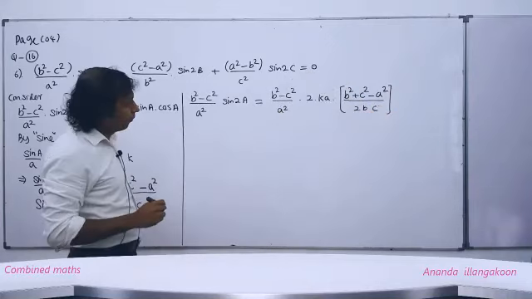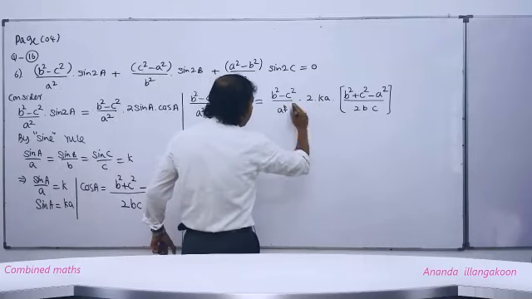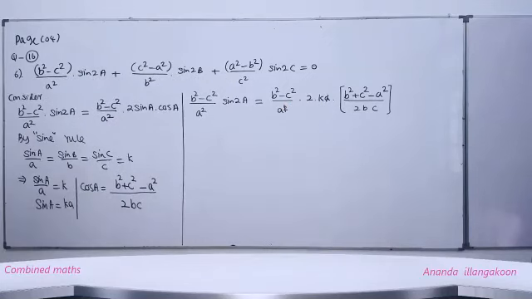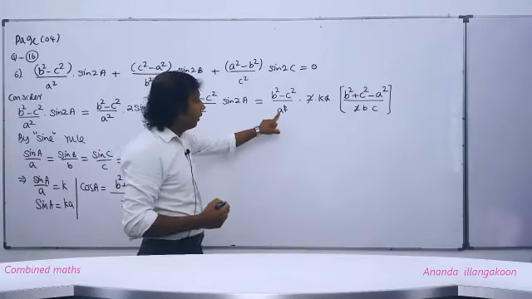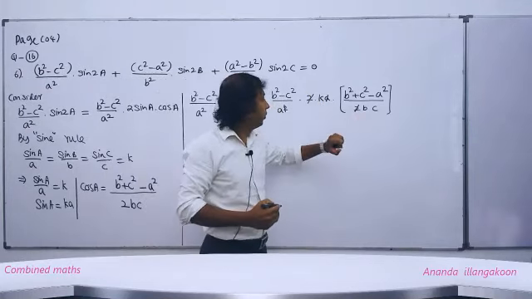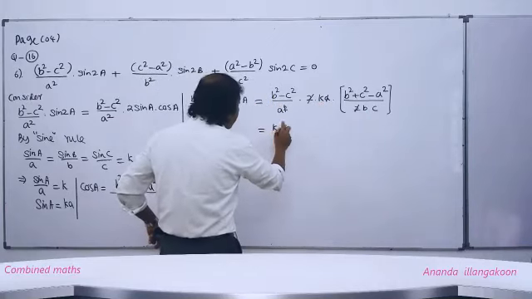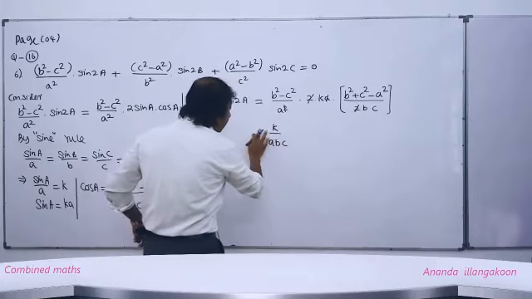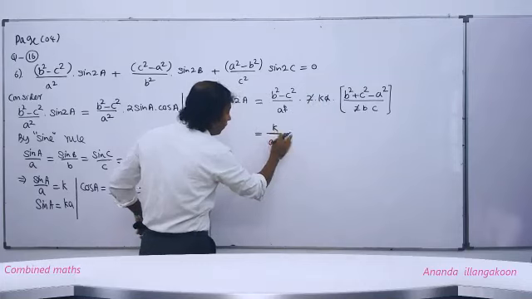Now you can simplify this: this a and this a, you can cancel that. Then this 2 and this 2 you can cancel. Then here we have a, b, c, and here we have k. Understood? So then we can write it this way: k divided by abc. This k, and abc, when you multiply, we get here.